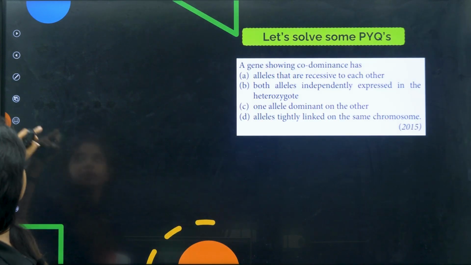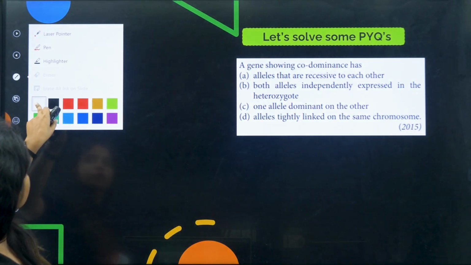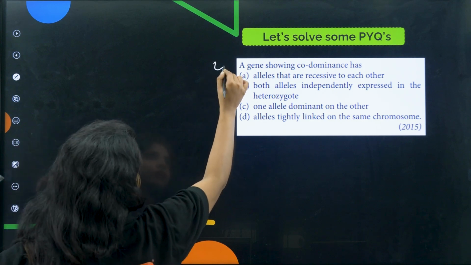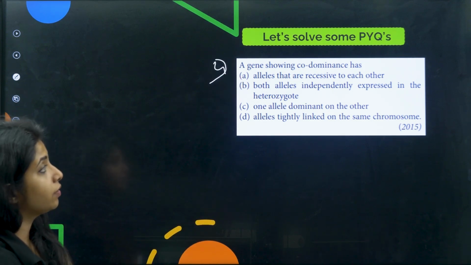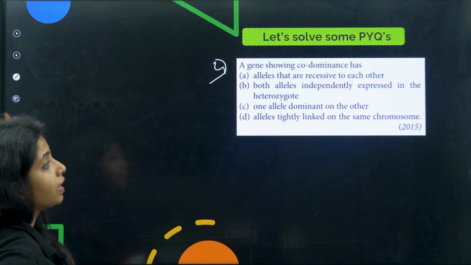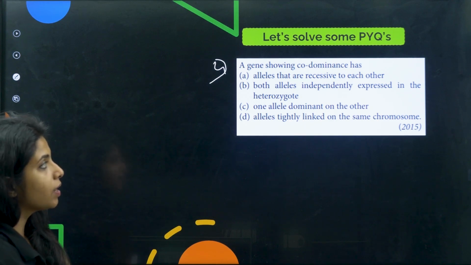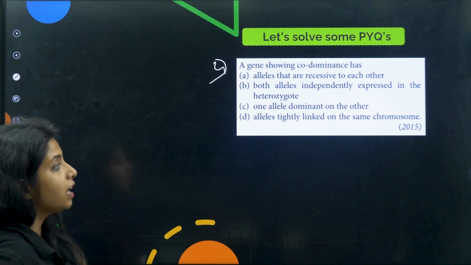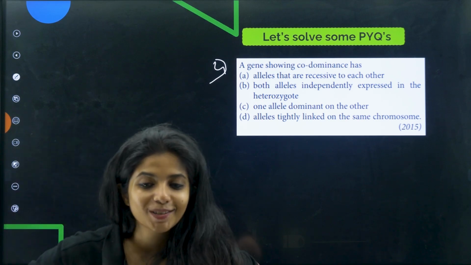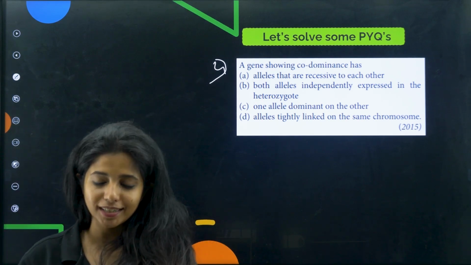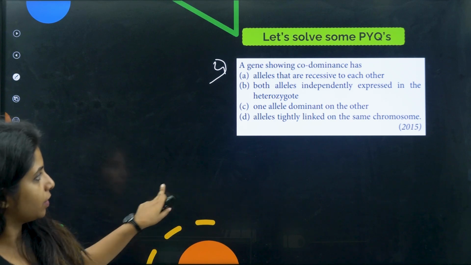So this is the combination. Now over here I have a question. I think this is question number 4. A gene showing codominance has alleles that are recessive to each other, both alleles independently expressed in heterozygote, one allele dominant on the other, alleles tightly linked on the same chromosome. This is 4th number question. Do let me know the answers in the comment section. Okay, I want to know your answers before I start with something new.